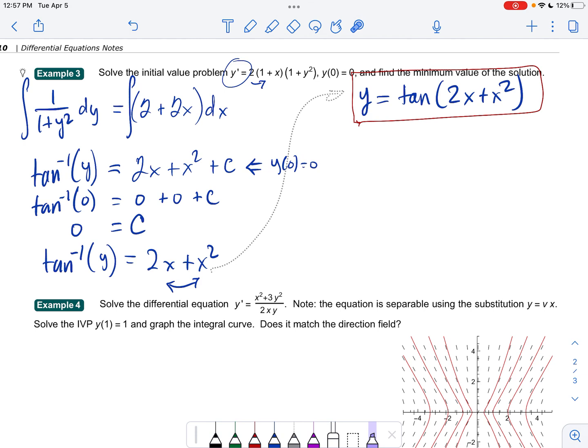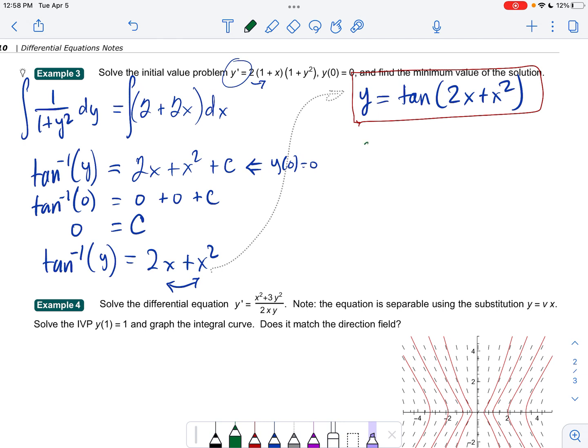From calculus, we know to find a minimum or maximum value, we find the derivative of y, set it equal to 0, find our critical numbers, and then find the value. But I don't need to take the derivative of this function to find when y prime is equal to 0. I already have what y prime is equal to right here. I just need to set this equal to 0 and find where that occurs.